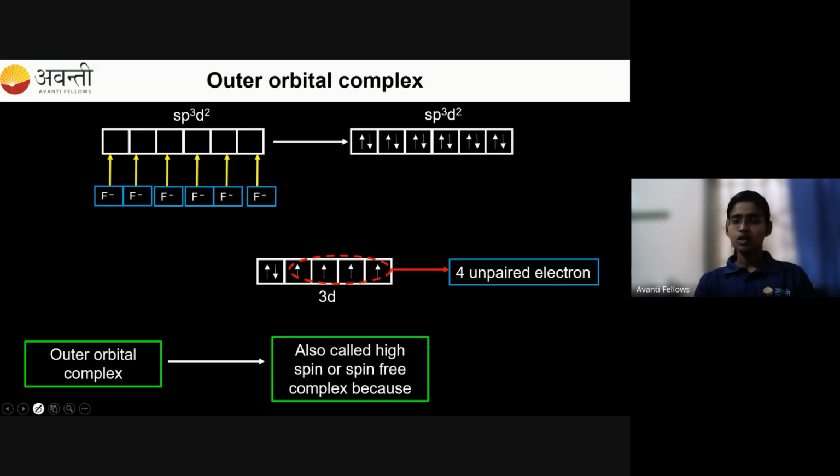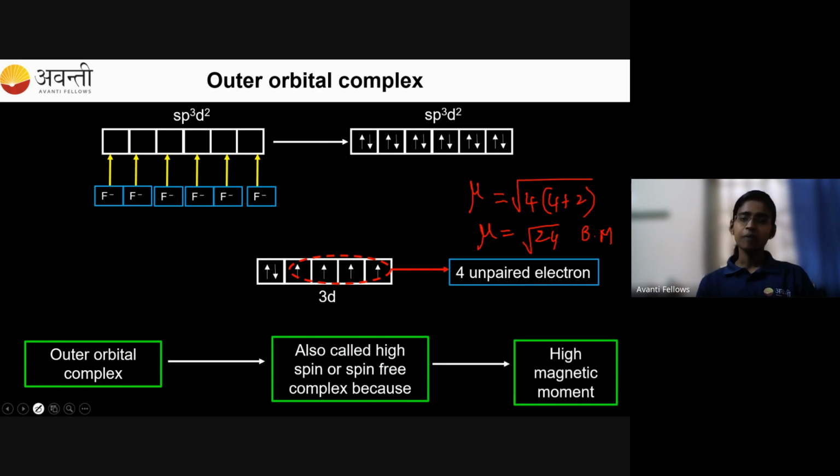Why is it called high spin? If the number of unpaired electrons is 4, and if you substitute it in this formula, what will you get? Root of 4 into 4 plus 2, right? 4 plus 2 is 6, and 6 fours are 24. So we are getting root 24 as the answer. So it is very high, right? Since it has a very high magnetic moment, this complex is called a high spin complex or spin free complex. Clear? Any doubts, students?